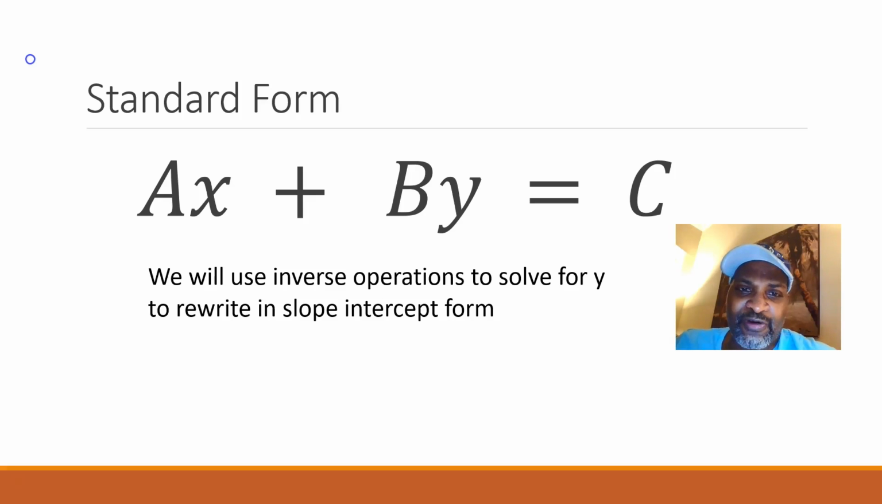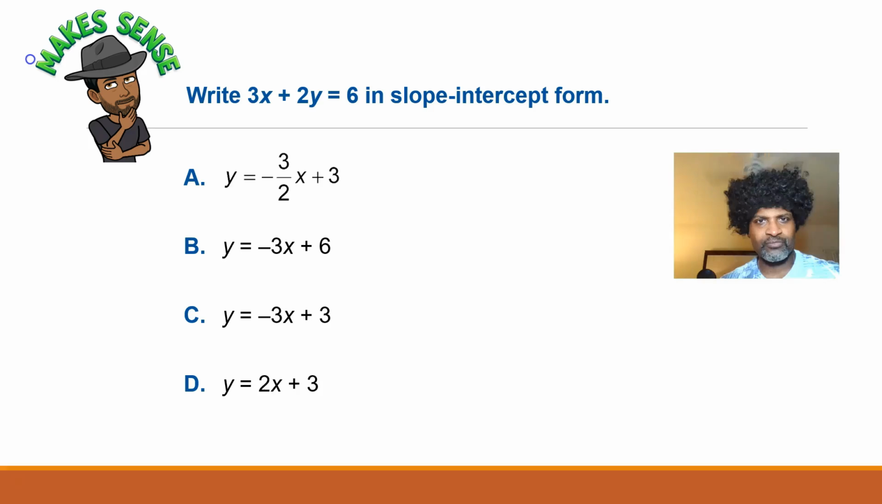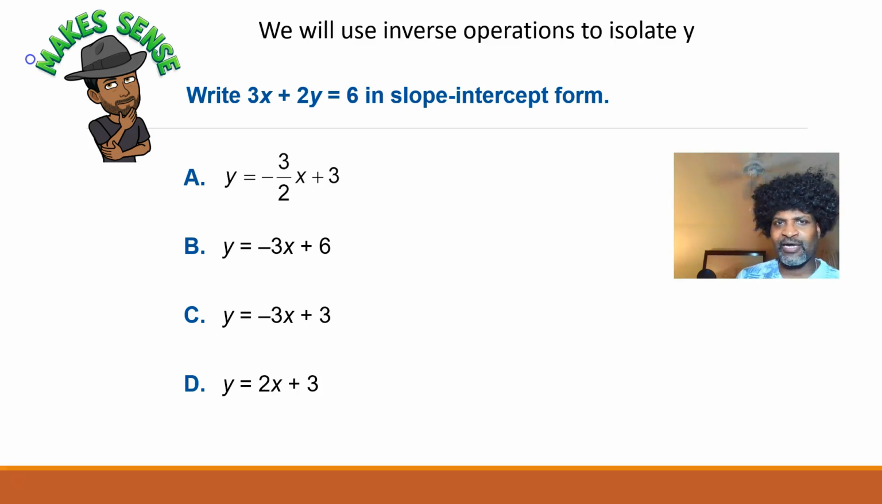So we're going to use reverse operations to solve for y and rewrite this in slope-intercept form, as opposed to graphing and finding the bullseye points like we did earlier. In an earlier example, we actually had the graph of the equation in order to find the slope. What happens when we don't have the graph? Well, we can just isolate the y. We can use inverse operations to isolate the y, and once we've done that, the equation will be in slope-intercept form, and we can just read the slope and the intercept.